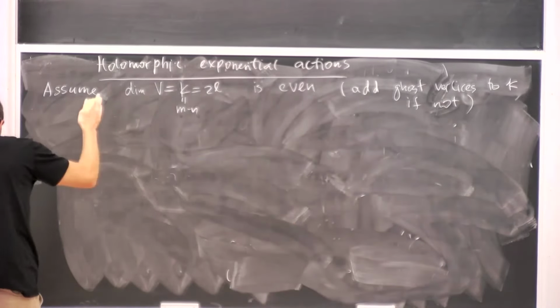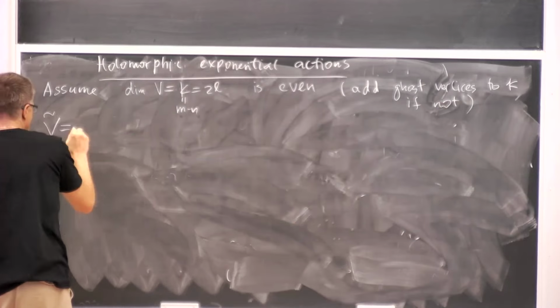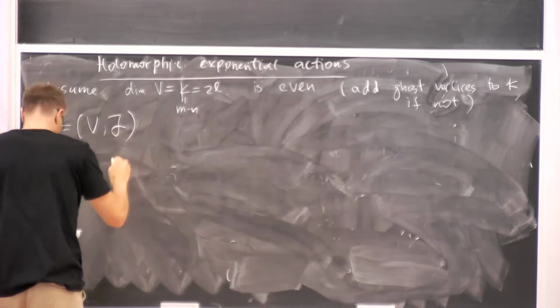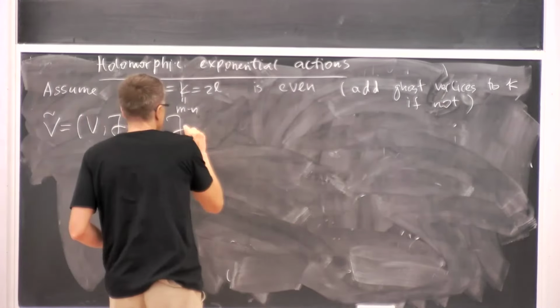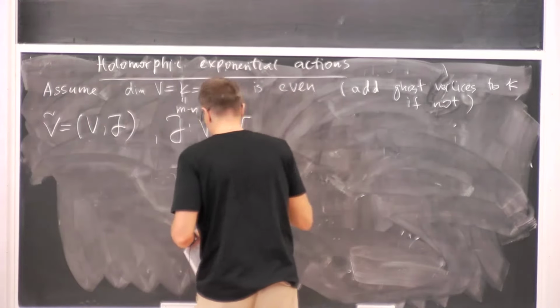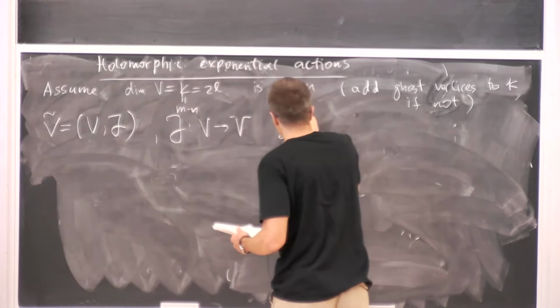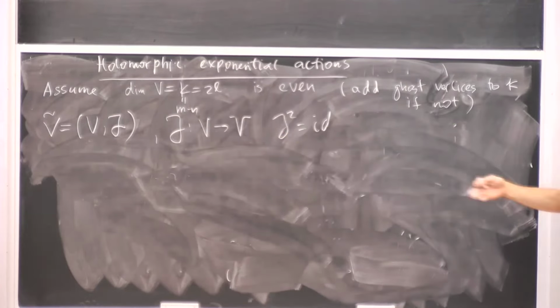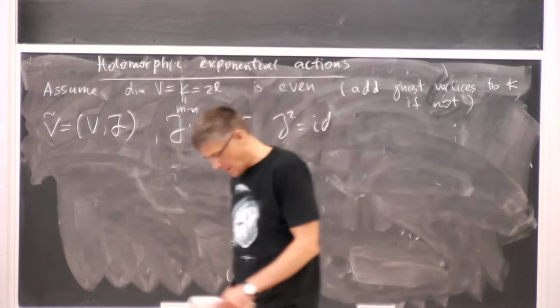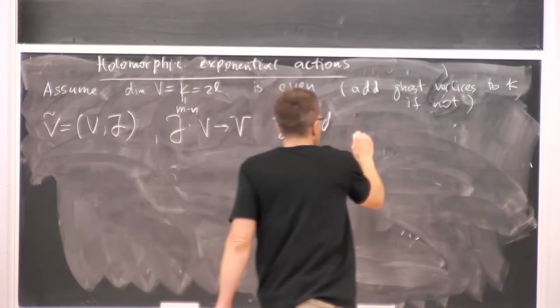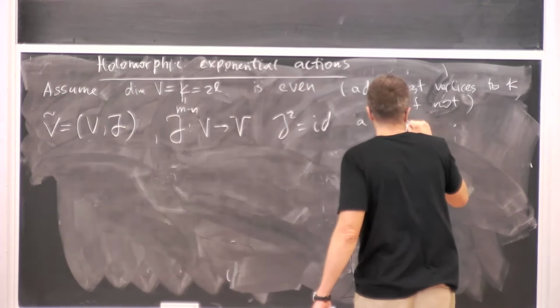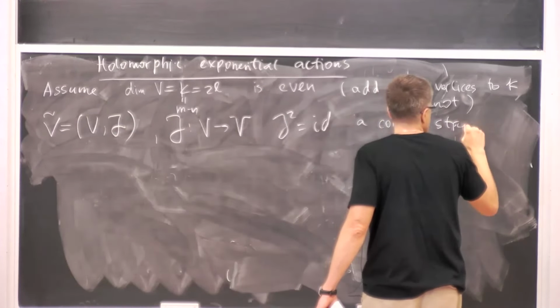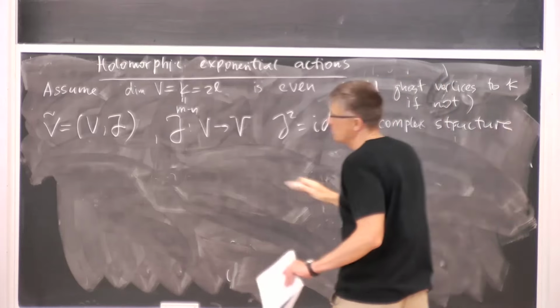But if it's even dimensional, then you can put a complex structure on it. That's an operator whose square is minus identity, and consider the corresponding complex vector space.